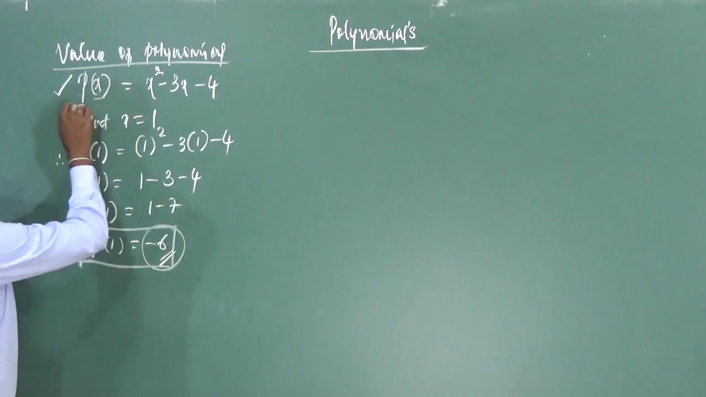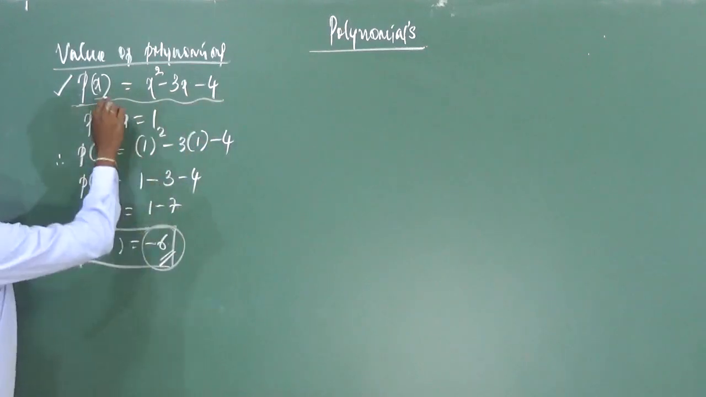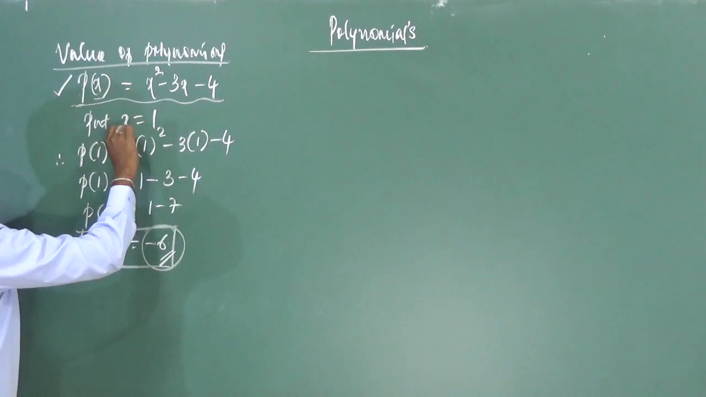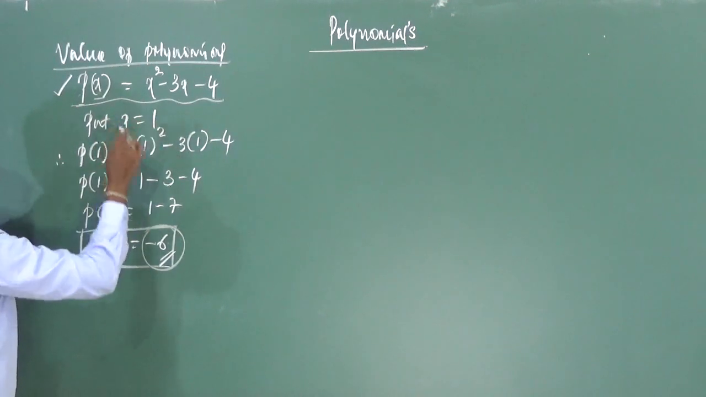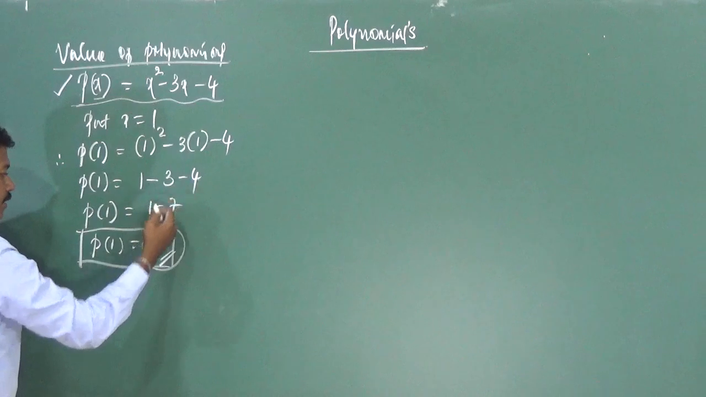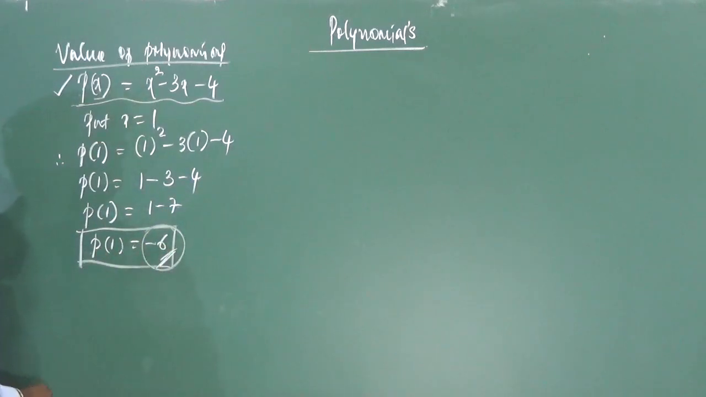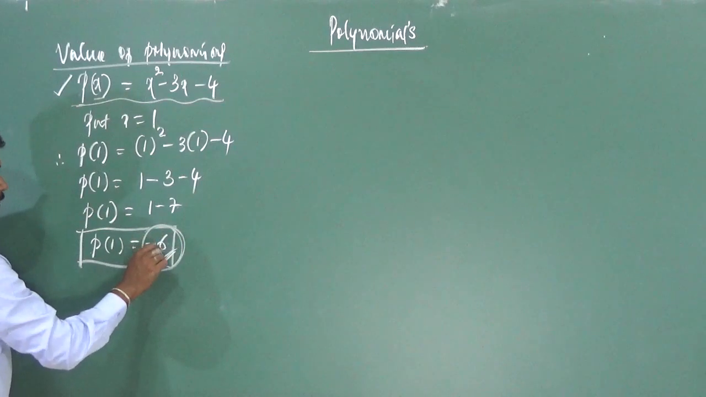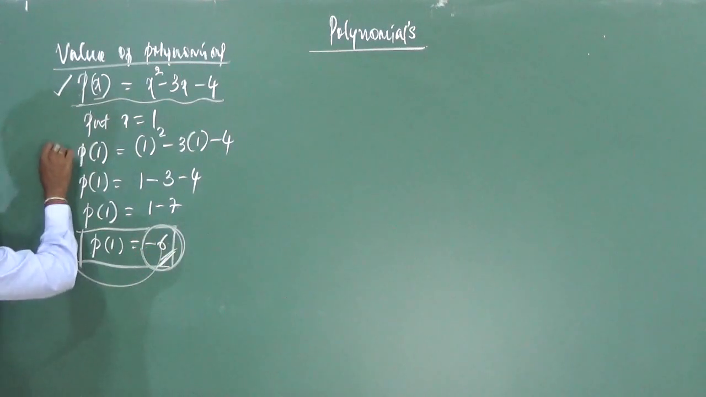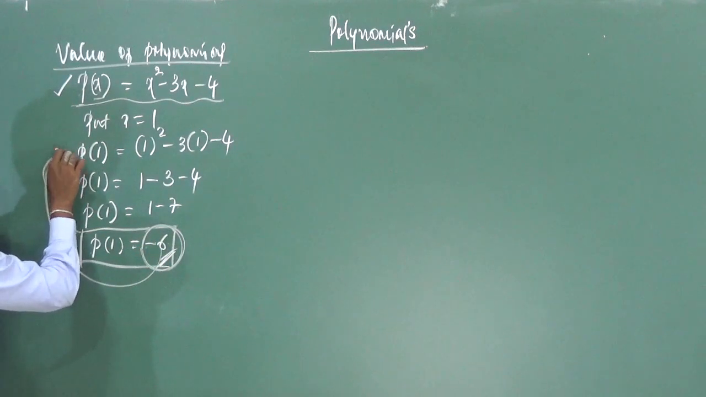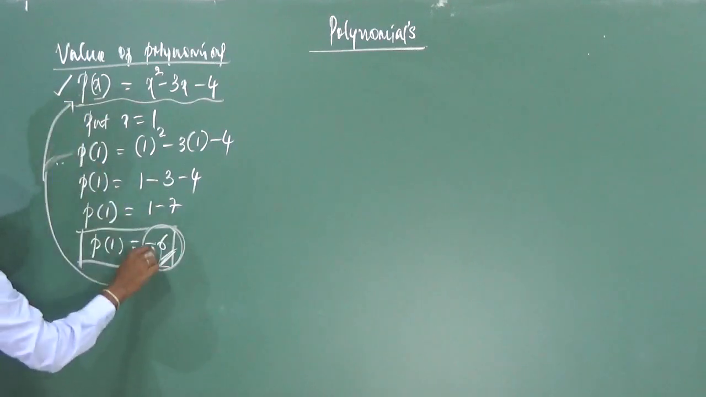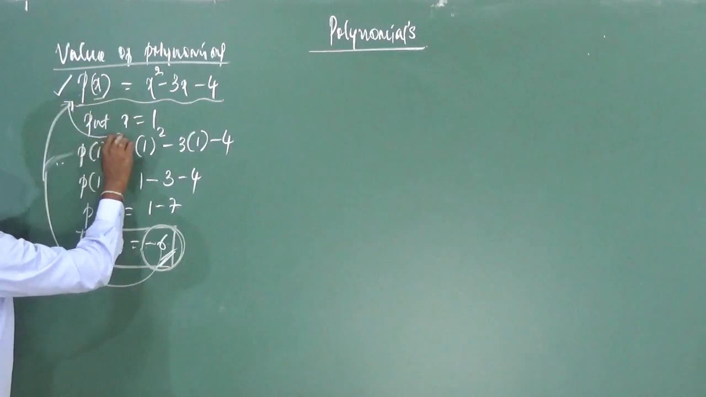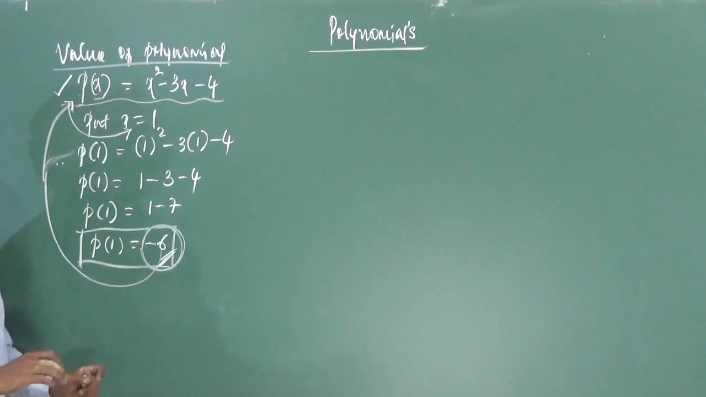So once again, a polynomial was given to you, you replace the value of x by 1, you substituted the 1 in place of x wherever it is, and you simplified that and you have got this solution, that is minus 6. So here minus 6 is called the value of p of x. Minus 6 is called the value of p of x when x is equal to 1. So that's the meaning of this.